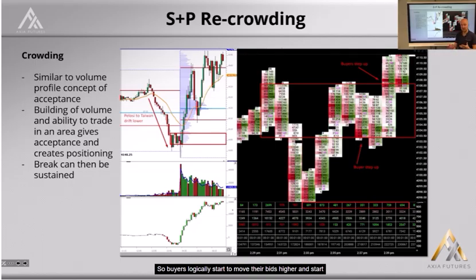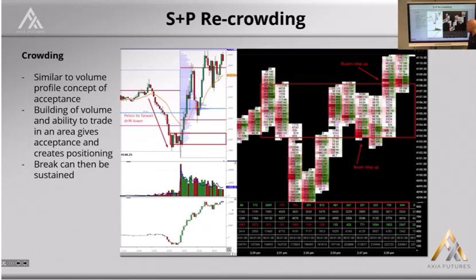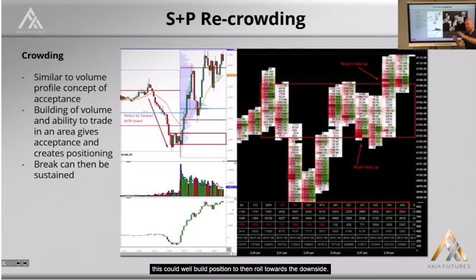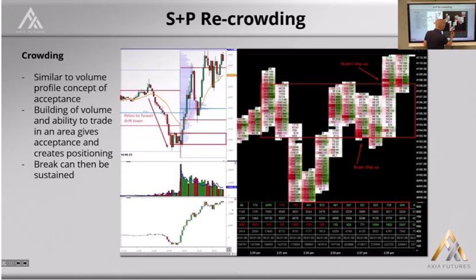So buyers logically start to move their bids higher and start to crowd this area. This then brings in a lot of trade in this zone as well. So there's much more volume starting to go through. This is then recrowding the area where participation happened previously, building energy up. Now, this doesn't guarantee that we move up. This could well build position to then roll towards the downside. So this is more a judgment of whether the scope of the move is there. And as you spend this time building up and building up, one of the things that is worth noting is the delta consistently rising.